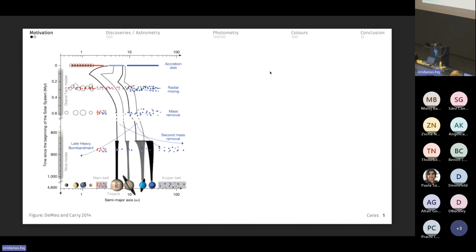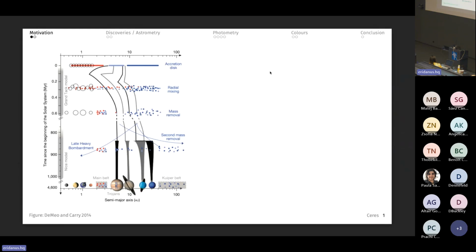So here we have on the x-axis the semi-major axis of the solar system, and we see we have our 4 terrestrial planets, 4 giant planets, and the 2 main reservoirs of small bodies in the solar system, which are the main belt between Mars and Jupiter and the Kuiper belt in the outer solar system. If we look on the y-axis, we have the time, and up on top we have time zero, which in planetary science is at the stage where the solar system was a protoplanetary disk.